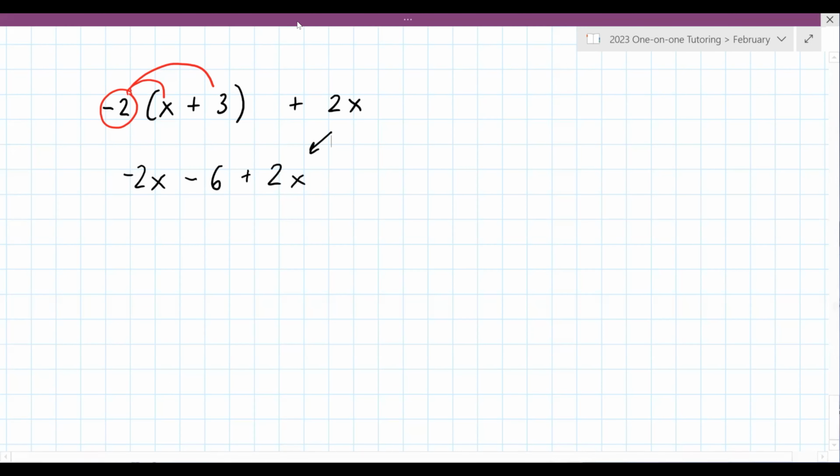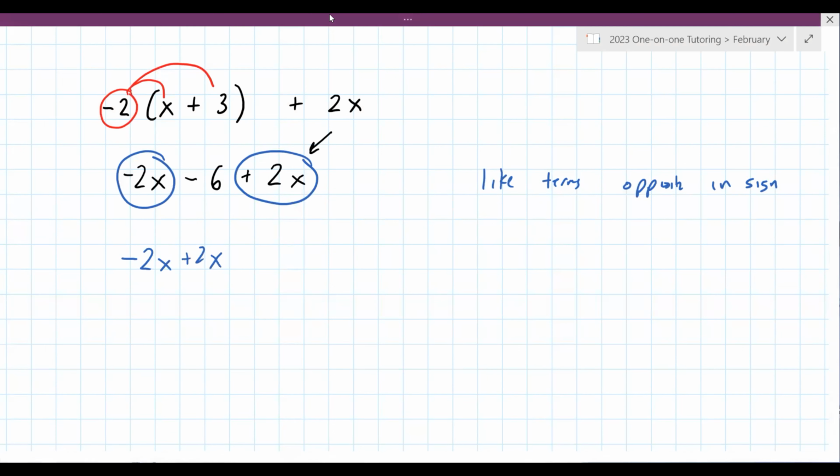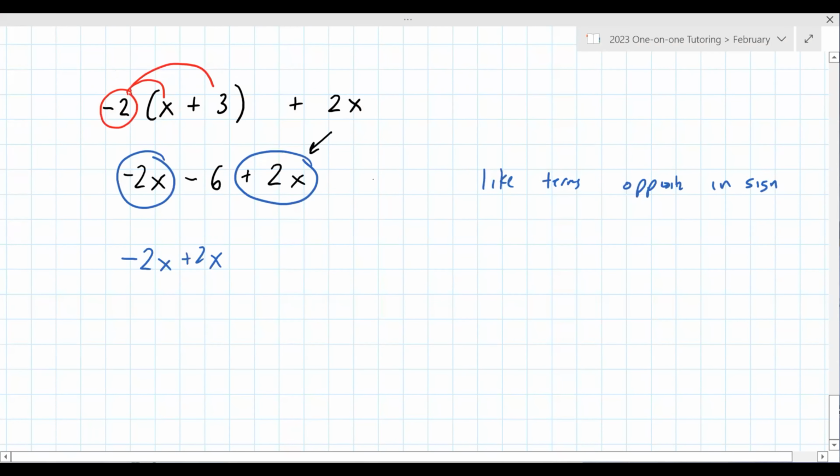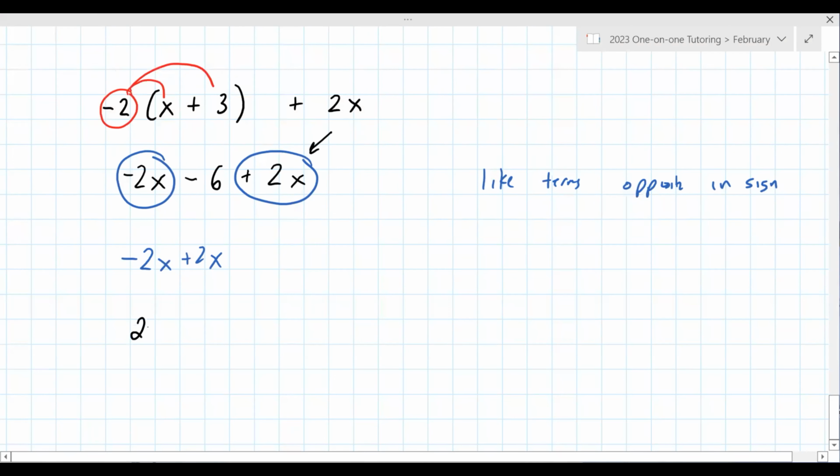Now, what happens when you've got like terms that are opposite in sign? Well, you're adding here. It's minus 2x plus 2x. Let me reorder them. Let's try it this other way. What is 2x minus 2x?